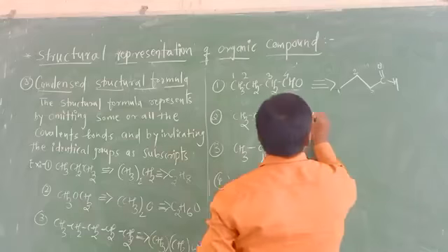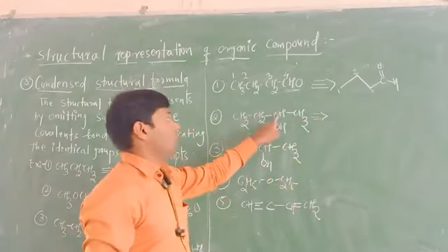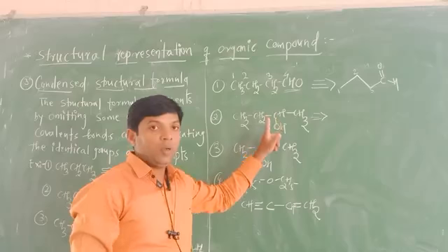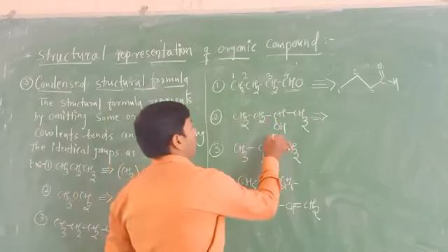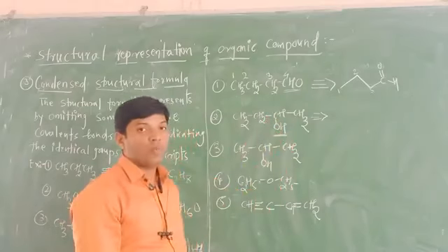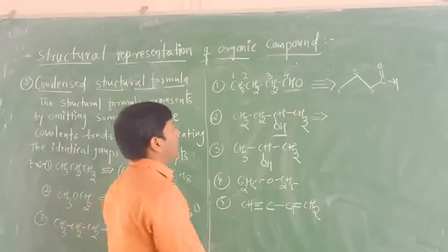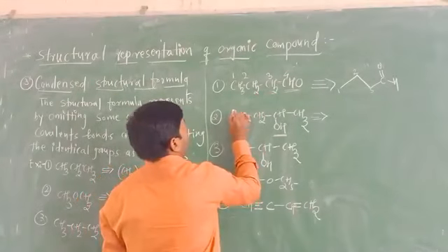Next example I will write here: CH3, CH2, CHOH, CH3. In this particular example, you will find OH as a functional group, alcohol as a functional group. Okay, so how to write it now? There is a very simple way to represent the bond line structural formula.